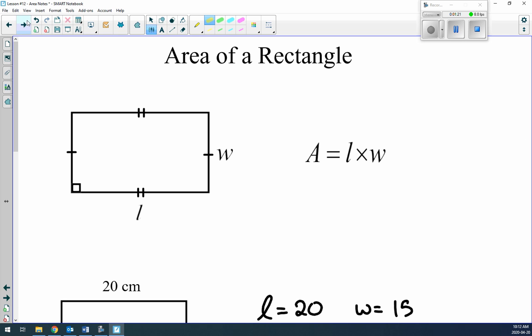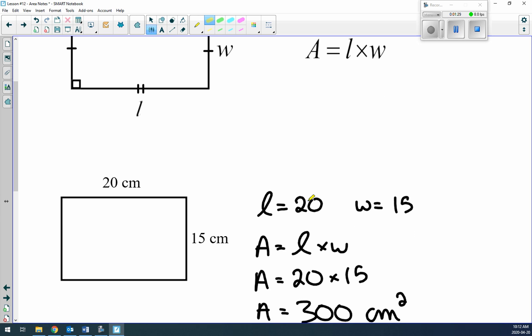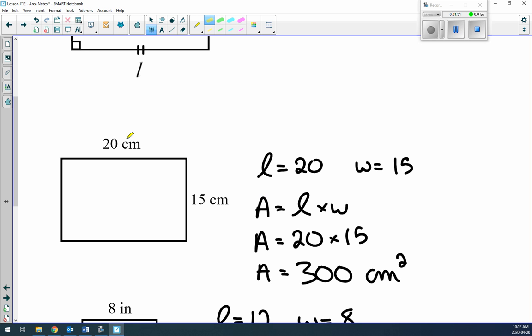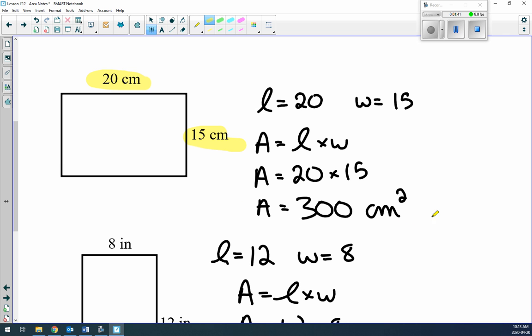Okay, second page, let's talk about the area of a rectangle. The area of a rectangle is one that everybody knows. It's length times width. It doesn't matter what you label as length or width, because you're multiplying, you'll still get the right answer. So this one, we label the length as 20 and the width as 15, and you could do it backwards and it would still work. Formula written down, 20 times 15, area equals 300 centimeters squared.